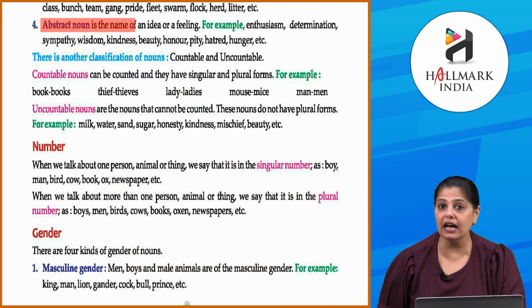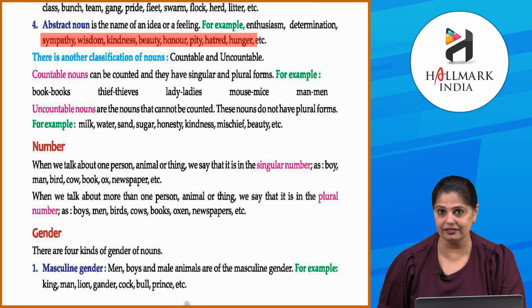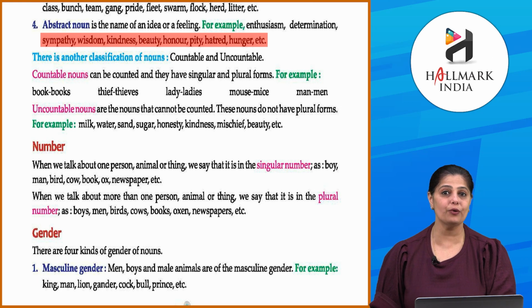Right. Now, what is an abstract noun? It is the name of an idea or a feeling. For example, enthusiasm, determination, sympathy, wisdom, kindness, beauty, honor, pity, hatred, hunger, etc. Clear? Very easy to remember, children. Okay, now let's go ahead.